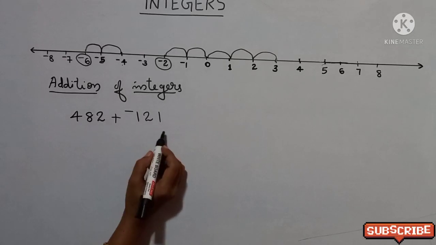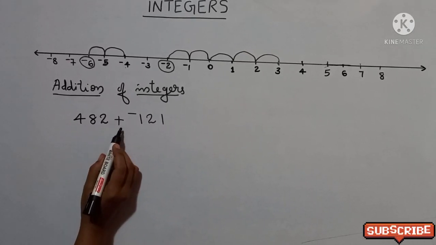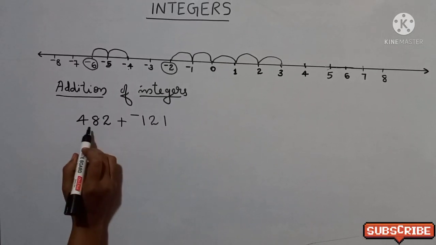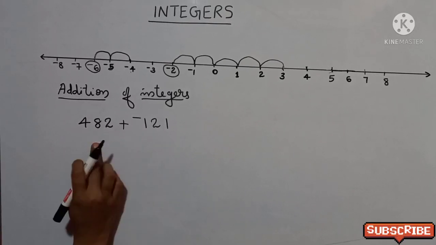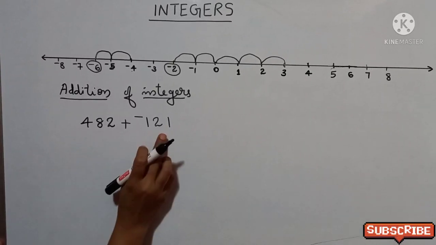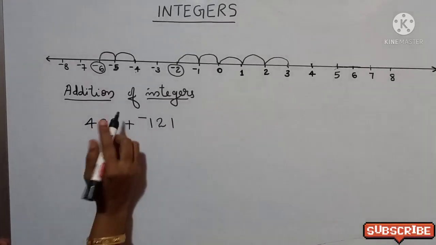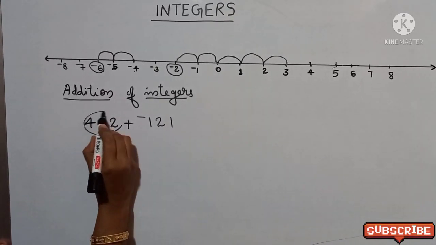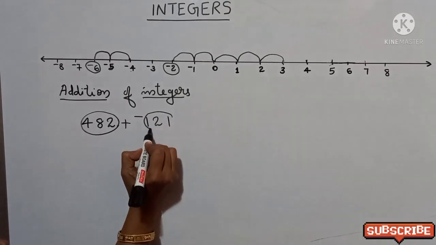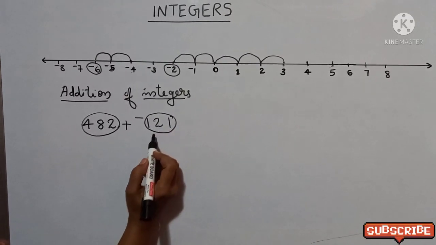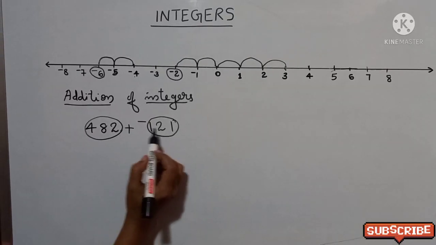Let us see another question. Here it is 482 plus minus 121. One is a positive integer and another one is a negative integer. In this case, one is positive and another one is negative. We have to consider these numbers only. Here it is 482, 121. Just consider them as whole numbers. And one is positive, one is negative.